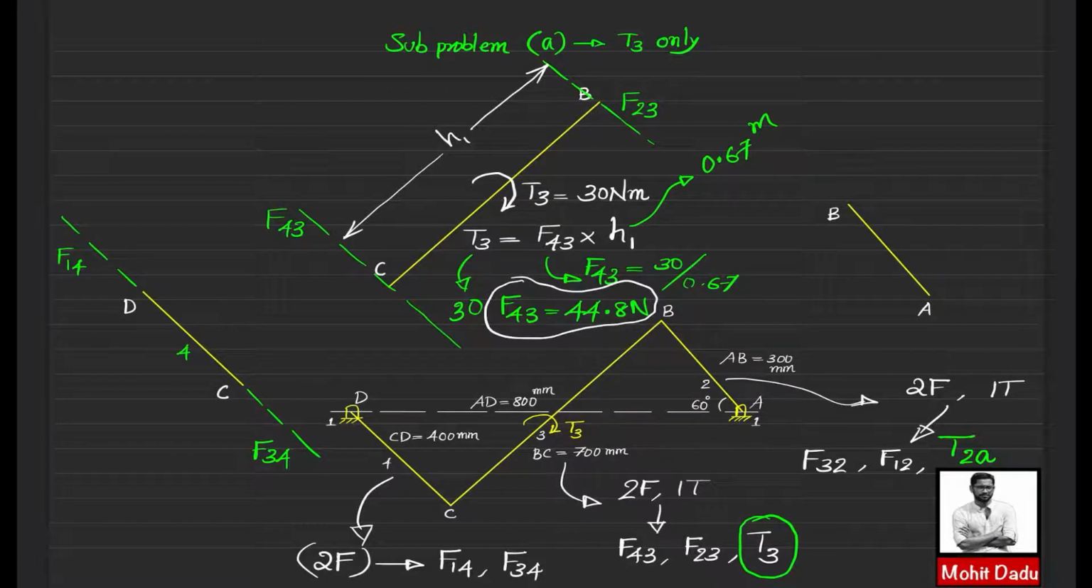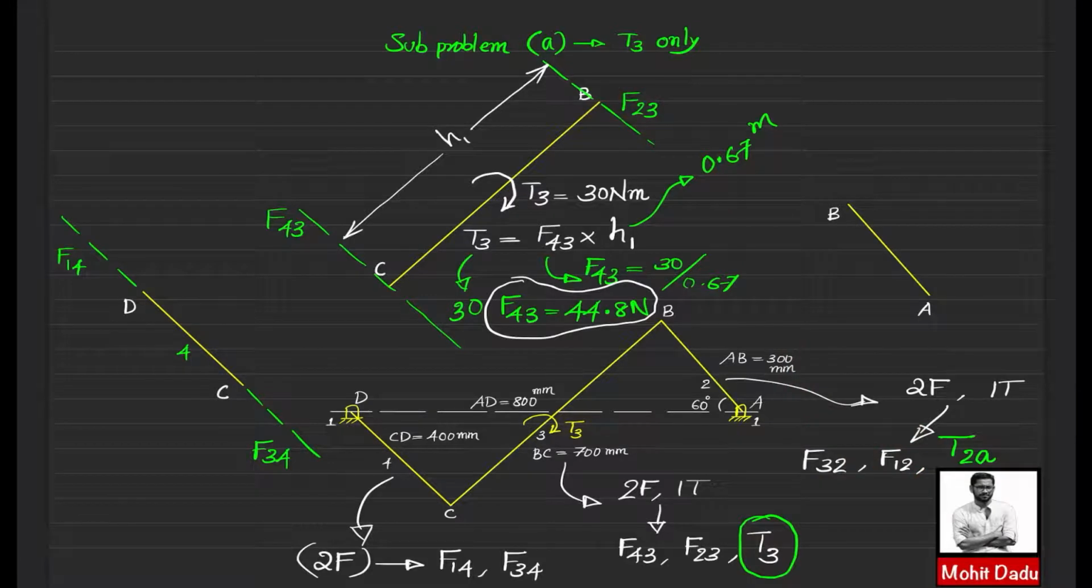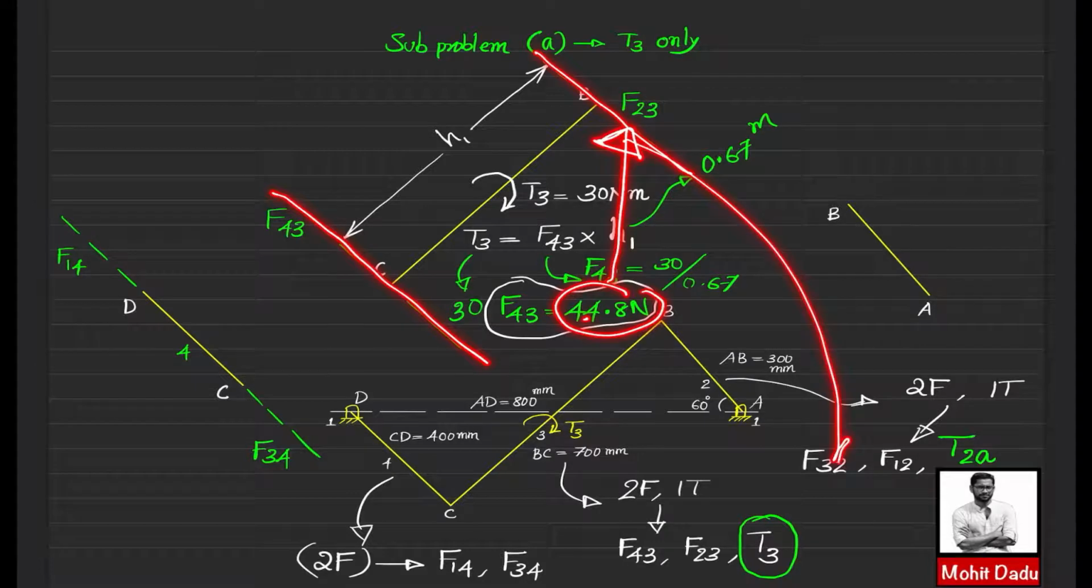So the next link is actually link AB. So link AB is shown here. Link AB is a 2 force and 1 torque member. Those two forces are F32 and F12. So this F32 can be taken in the same way with respect to F23, like action and reaction. And from link 3, this F43 and F23 are the same. So this value of 44.8 Newton is applicable to F23 also, and that F23 will be the same as F32.